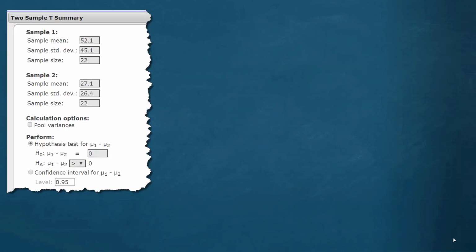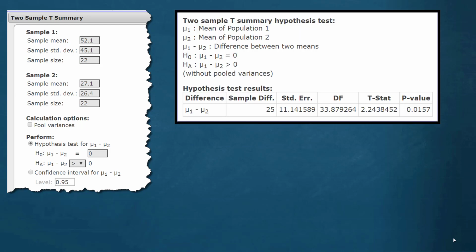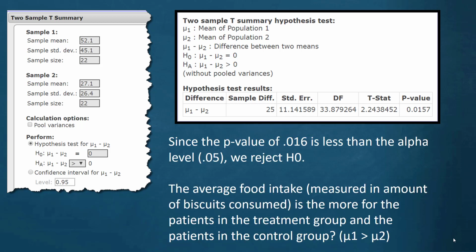Okay, so we put in our summary statistics, set the hypothesis test. Since we're wanting to know if one of them is more, this is a one-tailed test, so we're going to say mu1 minus mu2 is greater than 0. Run the two-sample t statistic, and we get a p-value of 0.0157 with a test statistic of 2.24. So p-value 0.016, that's less than alpha, so we're going to reject H0.